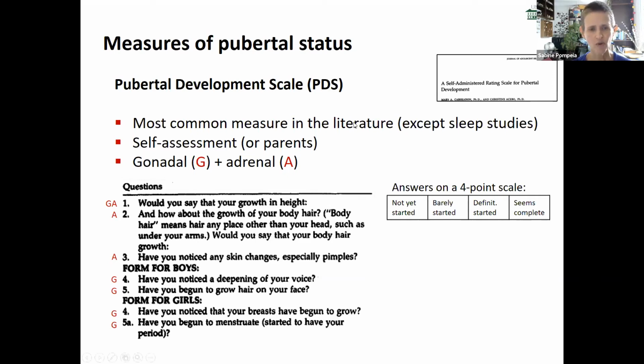So for example, we can have here, have you noticed any skin changes, especially pimples? And the child or adolescent has to determine here if this has not yet started or seems complete, seems to have stopped to have changed. And then we add points here and determine which level of puberty the individual is in.